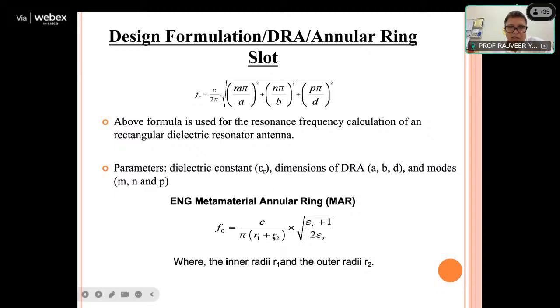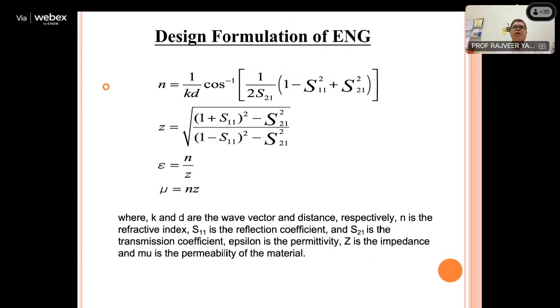So here the values R1, R2 are the radii, epsilon r is the material which I am using, and c is velocity of light again. Hence, I say the initial formulation which was used to develop rectangular DRA operating in fundamental mode is now being controlled with this ENG or FSS or metamaterial structures. The design formulation being used to develop the ENG structure is explained here.